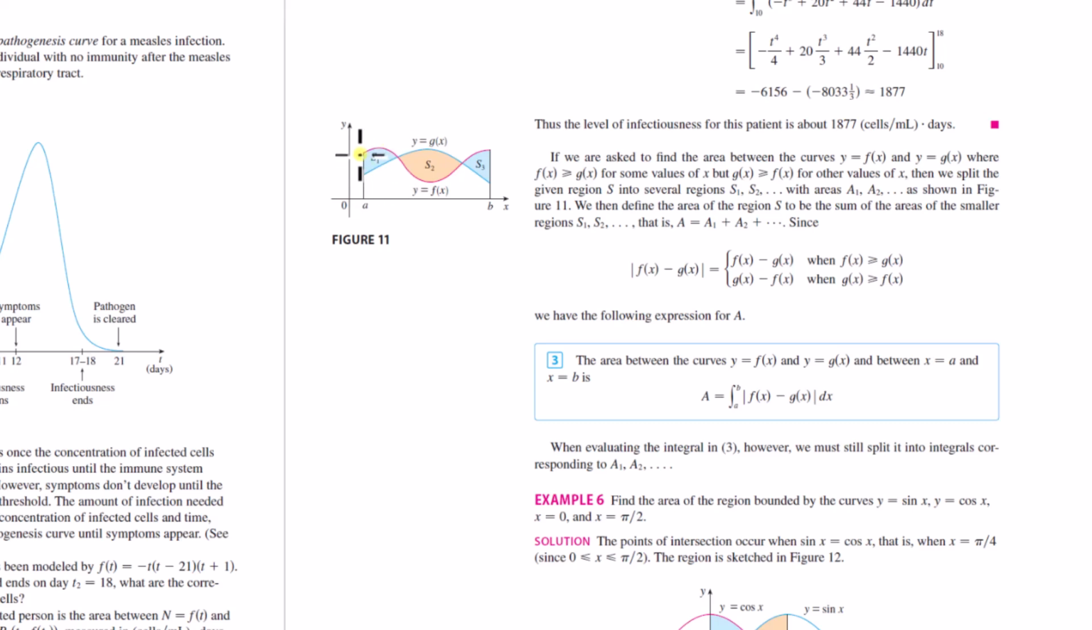So you would do the integral from A to here, and then you would do f of x minus g of x, and then the integral from here to here, g of x minus f of x. And so you'd have these 3 separate integrals you'd add up. And it points out that if you think about the absolute value of f of x minus g of x, you could write that as a piecewise function. It's f of x minus g of x when f of x is greater than or equal to g of x, and g of x minus f of x when g of x is greater than or equal to f of x.